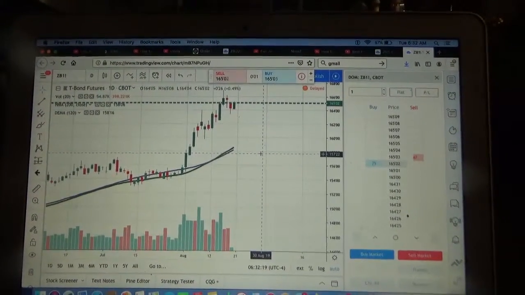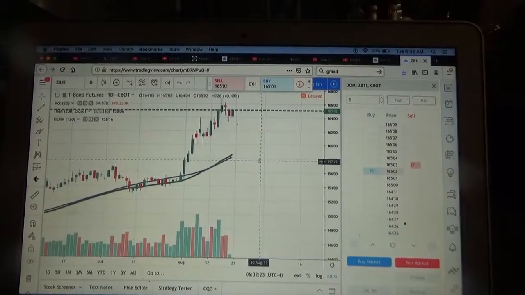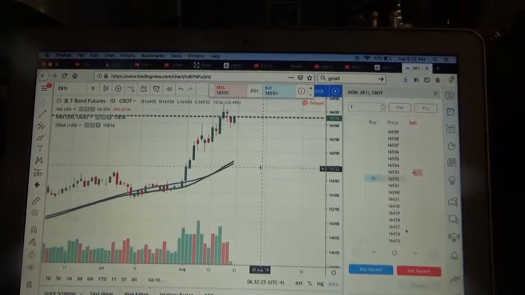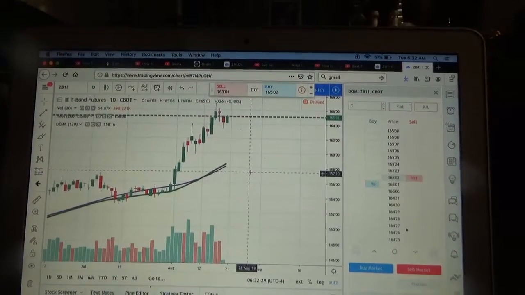There's lots of other things to trade. You can trade wheat, corn, soy, you can trade S&P, Dow, anything, but I like the bonds because they're slow enough and they're big money.